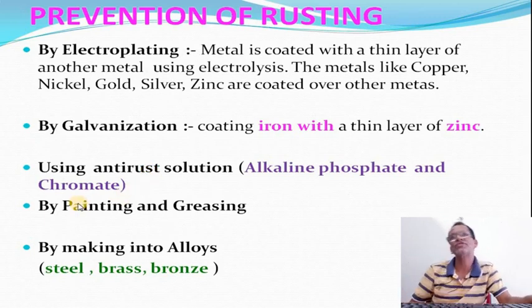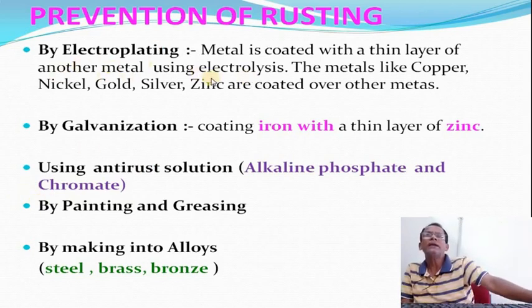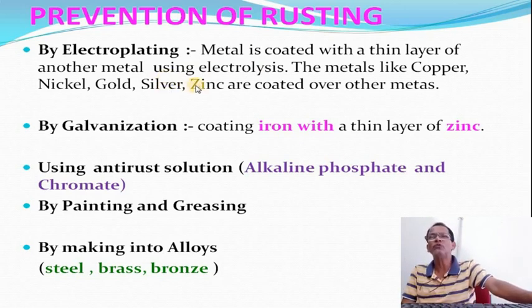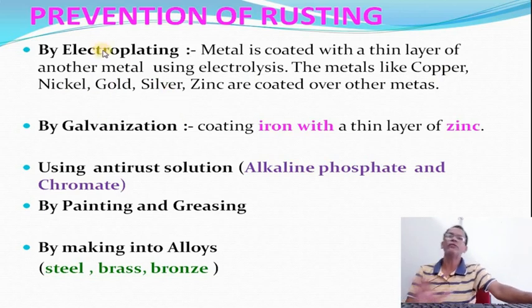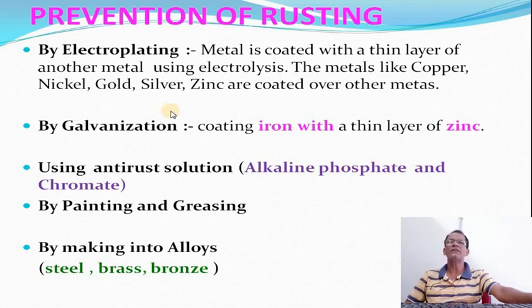Then prevention of rusting. How will the rusting be prevented? Very important for this. The first one is electroplating. That means coating of a superior metal over the inferior metal. The substance which is corroded, which will be rusted, that means iron, over iron we can coat what? Copper, nickel, gold, silver. This is called electroplating. Covering of a superior metal over the inferior metal. We can electroplate iron and other metals by copper, nickel, gold, silver, zinc, like this.